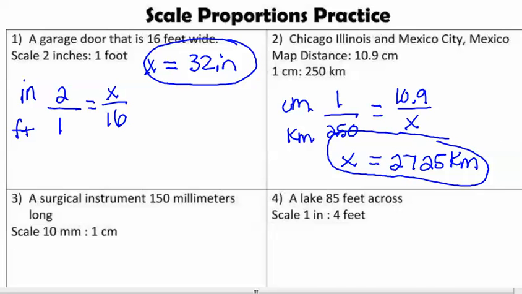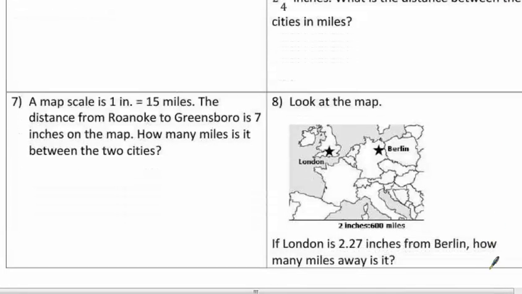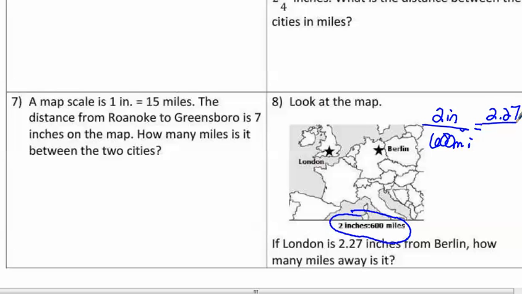Not all of them are going to be obvious. For instance, look at number 8 at the bottom of the page. Your scale is written on the map. So you'll have 2 inches for every 600 miles. So you get 2.27 inches for how many miles. You want to cross multiply to get a one-step equation and then solve to get 681 miles.